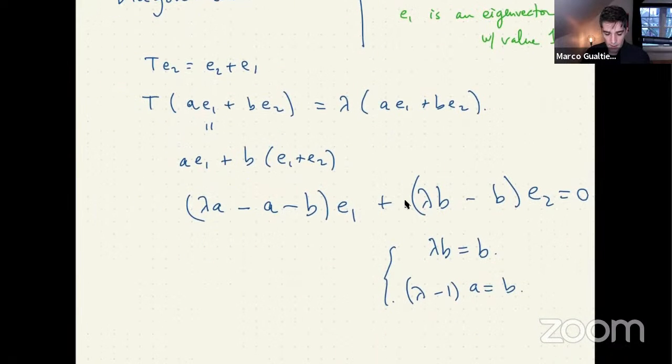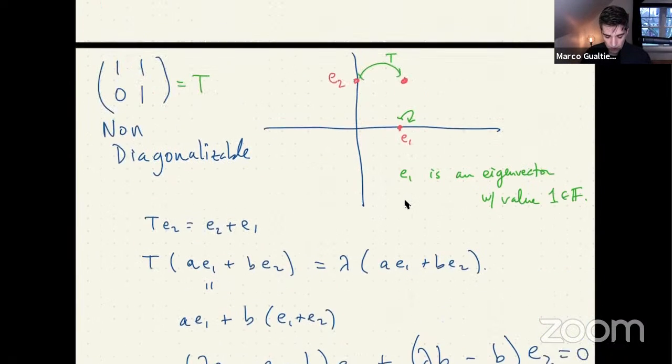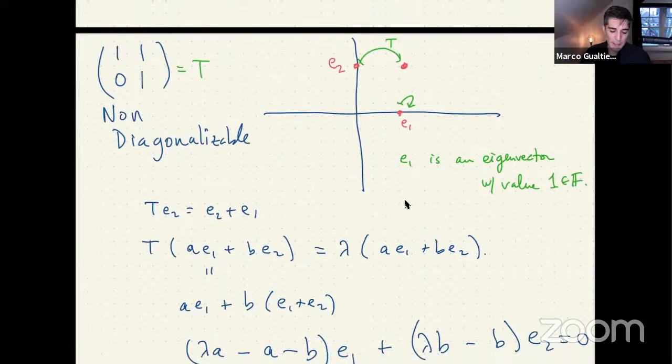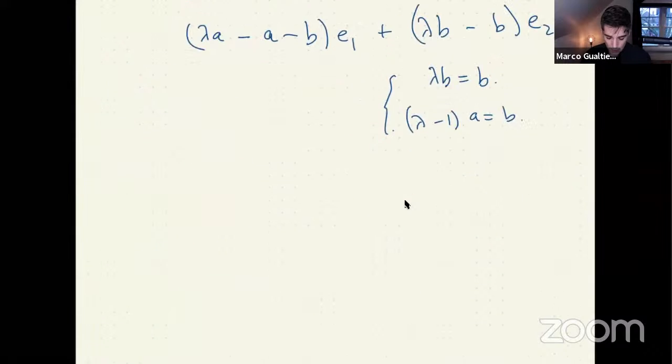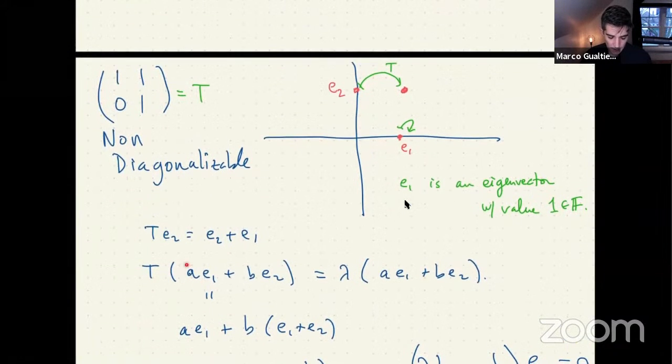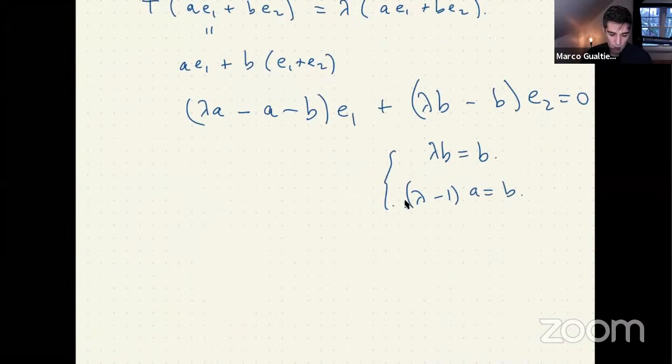Okay, and the thing is that I want this second vector to be linearly independent from E1, right? E1 is already a basis element. I need to extend it to a basis. So I want to choose something that is not E1, in order to build a basis. So that means that B should be non-zero.